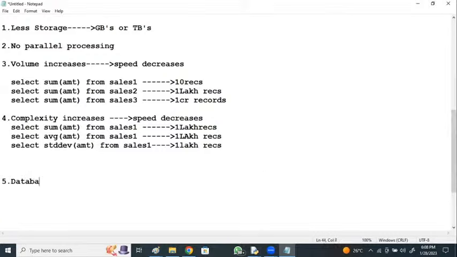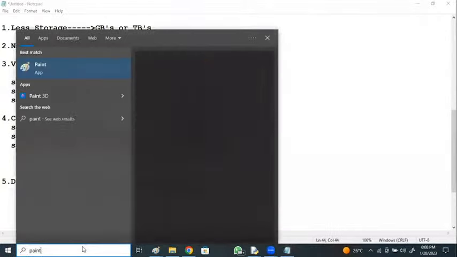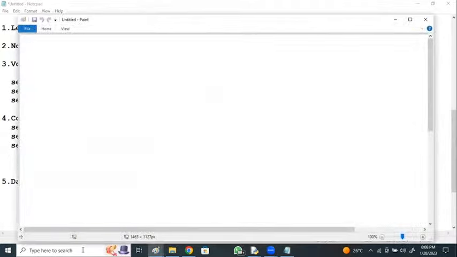Databases can handle only structured data. They can handle only structured data, and cannot handle unstructured or semi-structured kinds of data. For example, if you want to take reviews for a particular movie, right? Yes. So the table name is reviews.